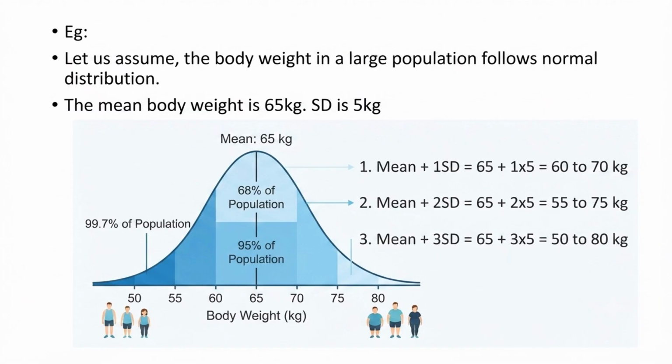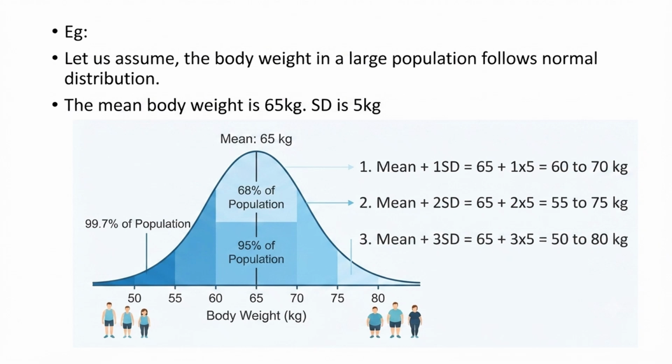To understand the calculation in detail, we will see one example. Let us assume the body weight in a large population follows normal distribution. That means they are telling us that the body weight is following normal distribution, and the mean body weight of that population is 65 kgs and standard deviation is 5 kgs. So here we can calculate how many people will be within one standard deviation, within two standard deviation, and within three standard deviation.